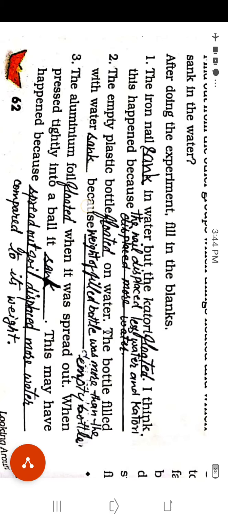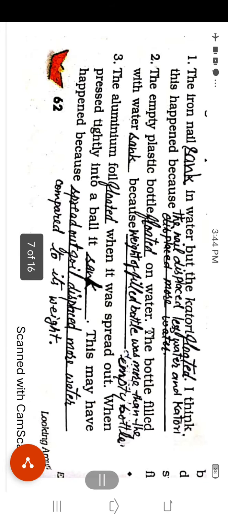The empty plastic bottle floated on the water. The bottle filled with water sank because the weight of the filled bottle was more than the empty bottle. The aluminum foil floated when it was spread out. When pressed tightly into a ball, it sank. This may have happened because spread out foil displaced more water compared to its weight.